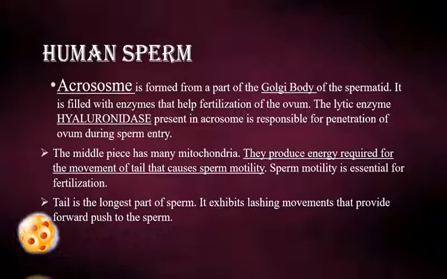The middle piece has many mitochondria which produce energy required for the movement of the tail that causes sperm motility. Sperm motility is essential for fertilization because it will help the sperm reach the ovum. The tail is the longest part of the sperm. It exhibits lashing movements so that the sperm can be pushed towards the ovum.